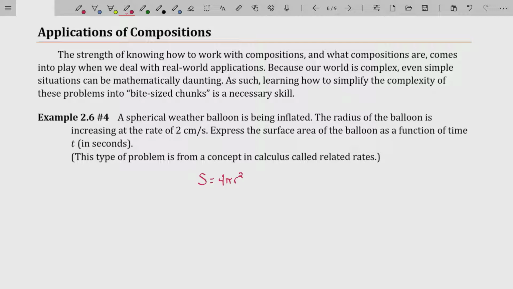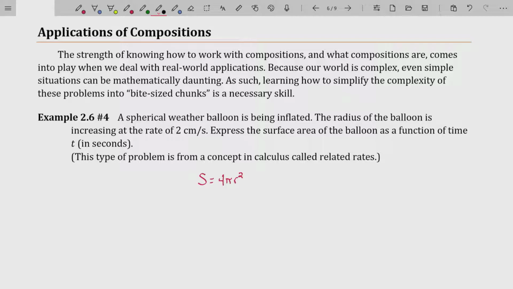But what happens when we have the surface area of a balloon as it's being inflated being dependent upon how quickly the radius is increasing? So jumping into the actual problem, a spherical weather balloon is being inflated. The radius of the balloon is increasing at a rate of 2 centimeters per second. Express the surface area of the balloon as a function of time, t, in seconds.